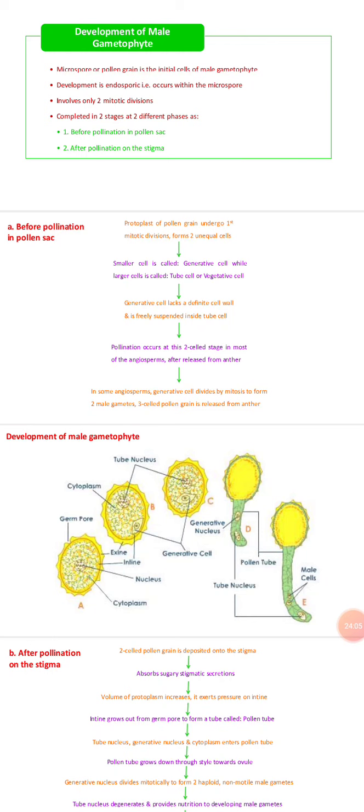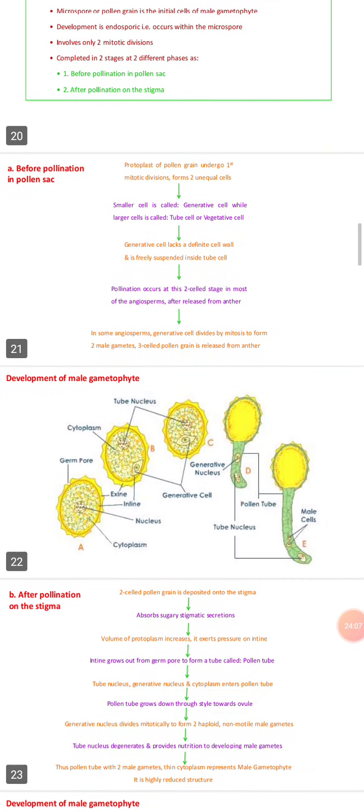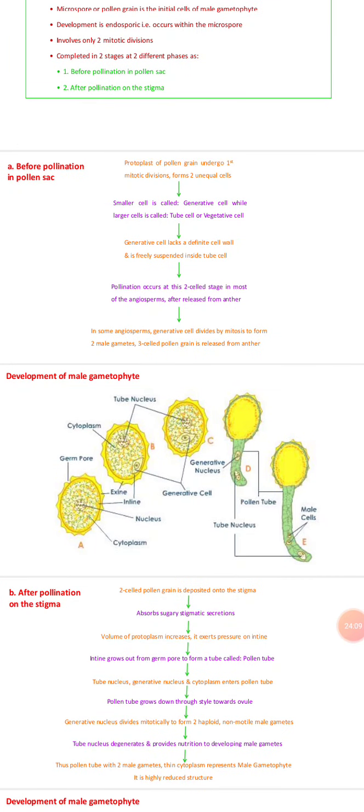As I told you earlier, the pollen grain is unicellular in nature and has a dense cytoplasm. Then it undergoes the cell division process. Unequal cells are normally formed. One is the generative cell, and the other is the tube cell. The smaller cell is the generative cell, and the larger is the tube cell.